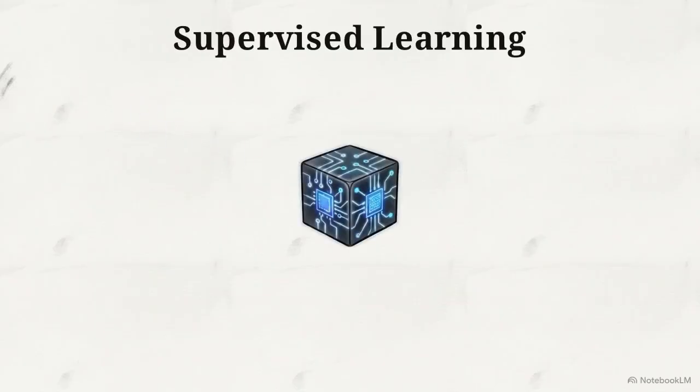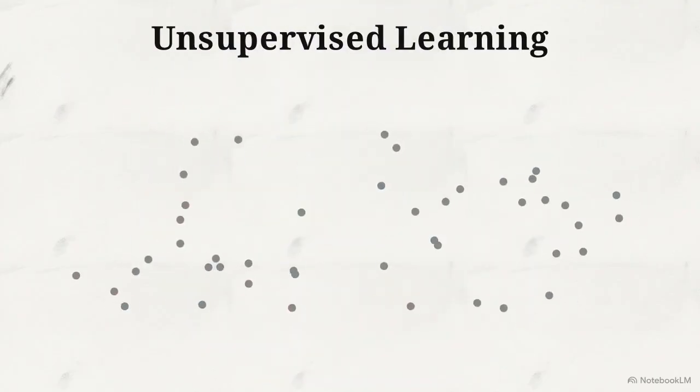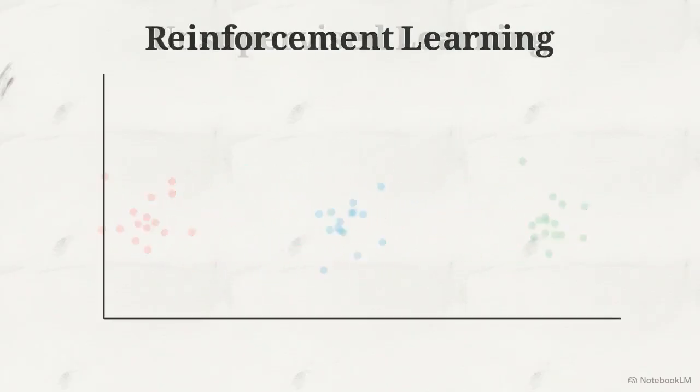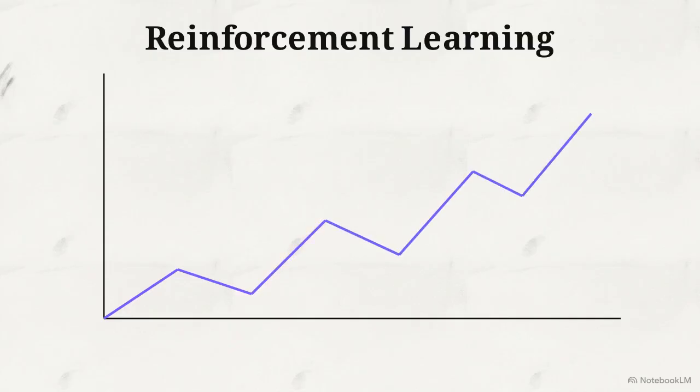Supervised learning teaches the computer using a historical answer key. To uncover unknown topics, unsupervised learning detects patterns on its own, organizing complaints into clusters. Finally, reinforcement learning works by trial and error, adjusting its strategy whenever it receives a positive reward signal.